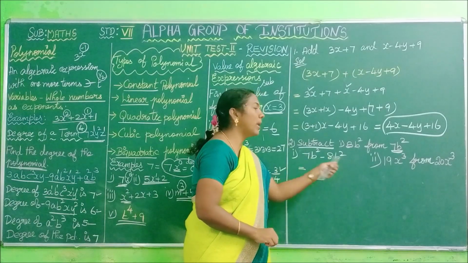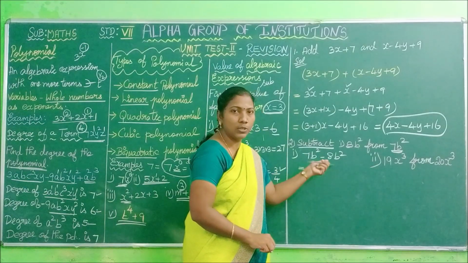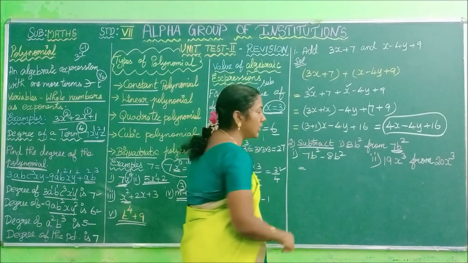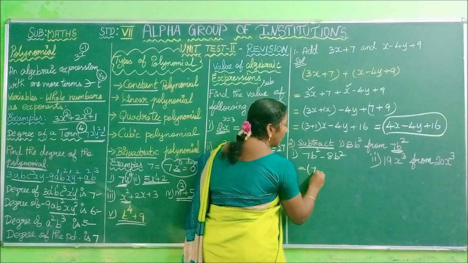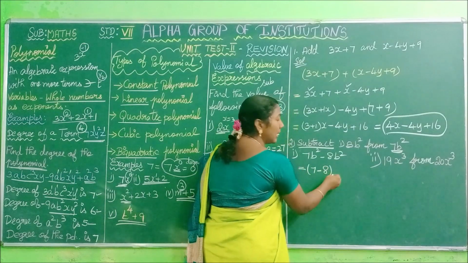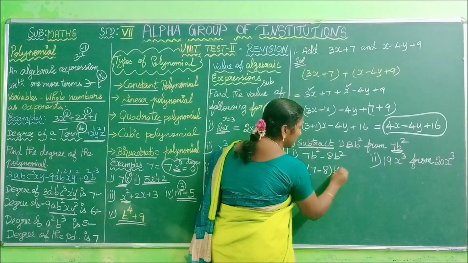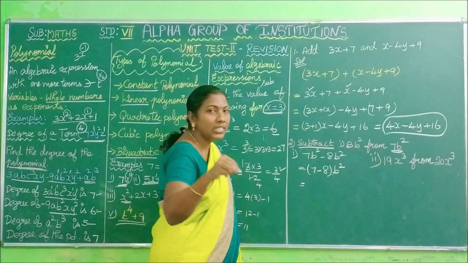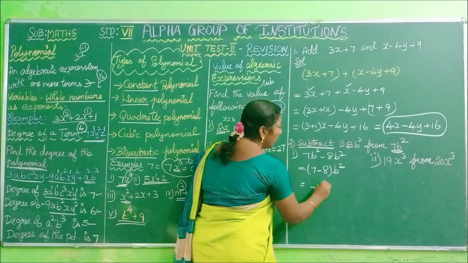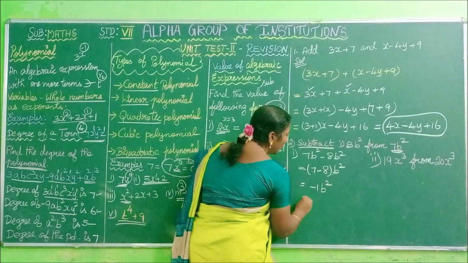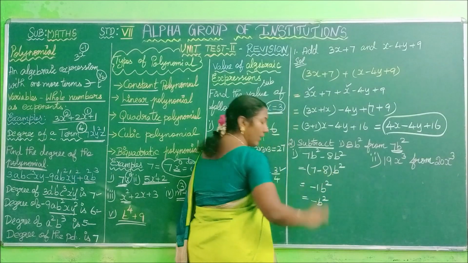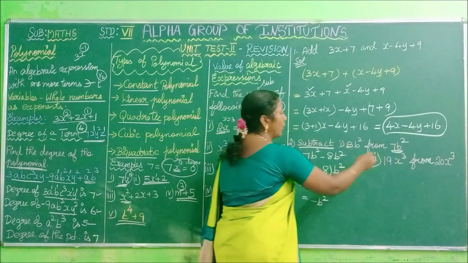How can we subtract the two terms? They are like terms. So we can easily subtract by subtracting their coefficients. What are the coefficients? 7 minus 8. Beside the brackets you have to write the variable b square. 7 minus 8. What is your answer? Minus 1 as per the rule. Minus 1 b square. Now we can leave the 1 and write it as minus b square. Do you understand children? Next we are going to see the second sum.